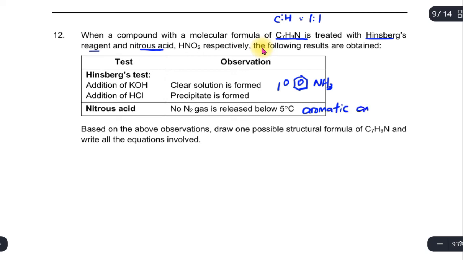Aromatic amine. But there is one more carbon. So meaning this carbon will surely attach to the benzene ring, attached to aniline, NH2, and then there is another CH3. Let's check the number of hydrogens. Does it tally? 1, 2, 3, 4, 5, 6, 7, 8, 9. Yes, C7H9N. I think this is the structure already.